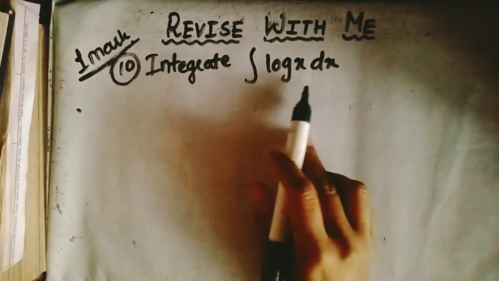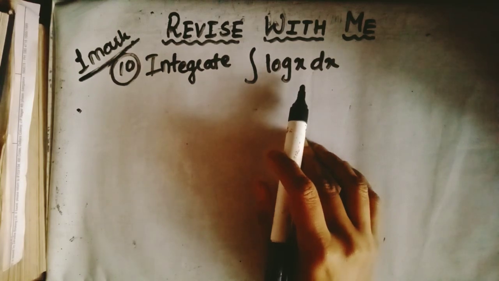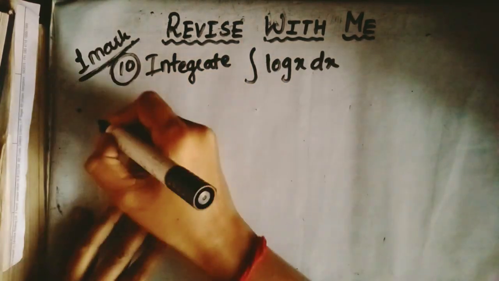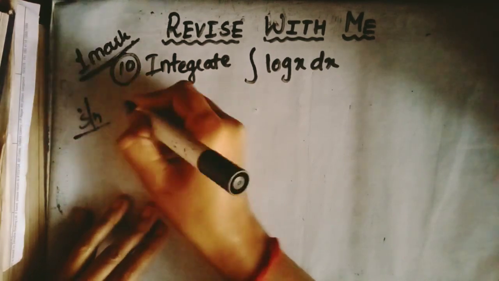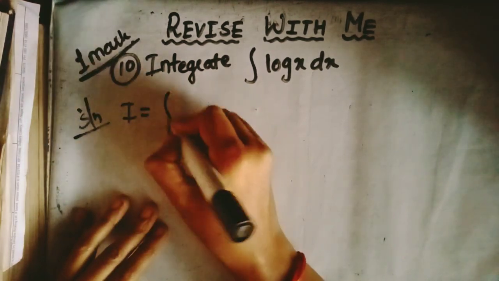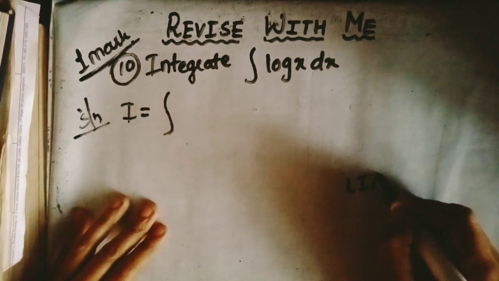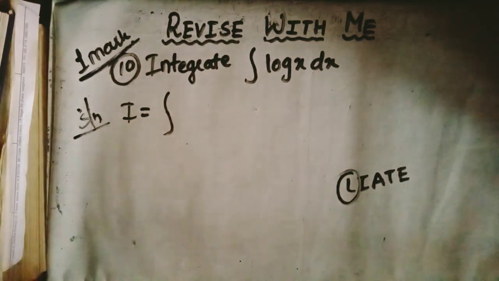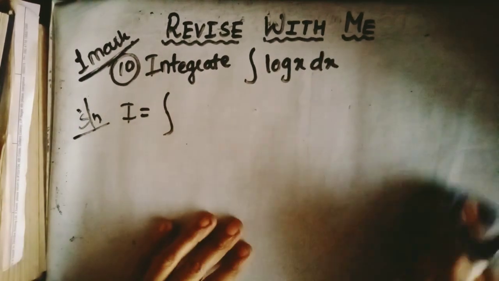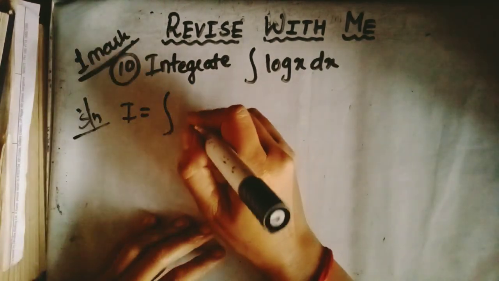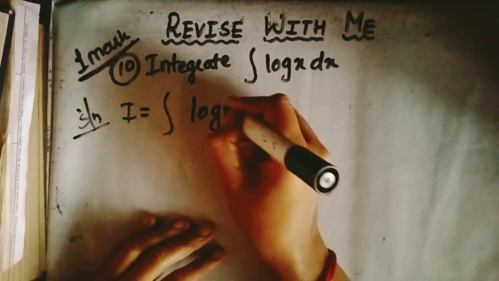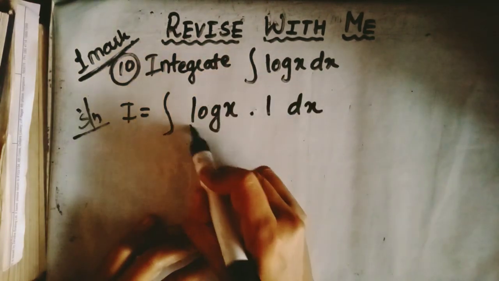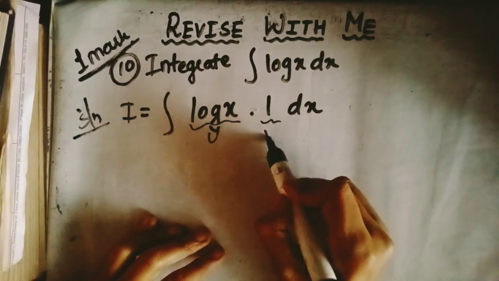Okay, so you have to integrate this function log x dx. So you can use here integration by parts. Now we know that in ILATE, the log function comes first. So you have to consider the log function as the u function, into 1 dx. So this becomes your u function, and this is v.